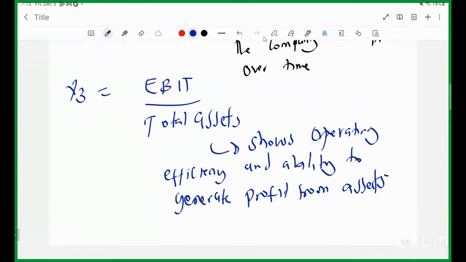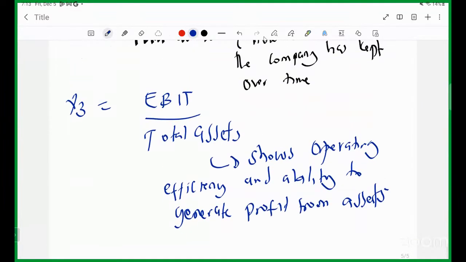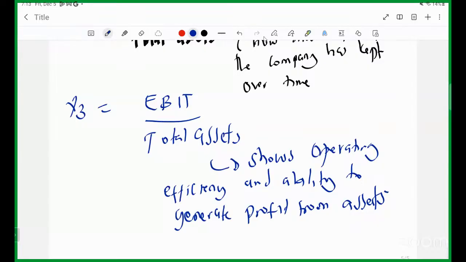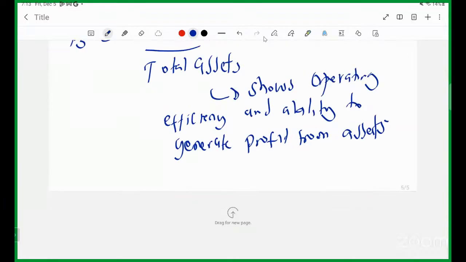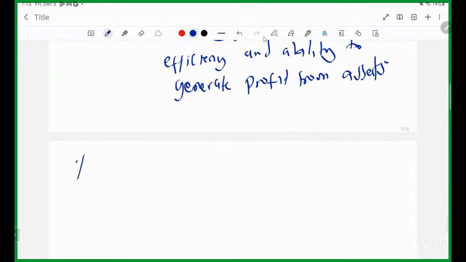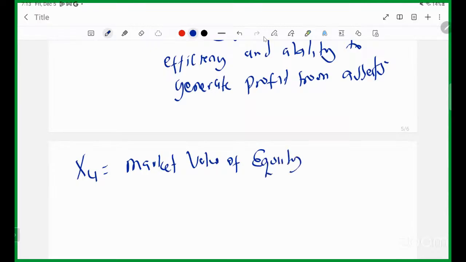And X4, are we done? Okay. So X4 is going to measure the market value of equity. By the way, here you have to be very careful. They will give you market value in an exam, either as additional information or somewhere. If they have not given you market value, you will use the par value as the market value. So it's going to be market value of equity over the total liabilities.